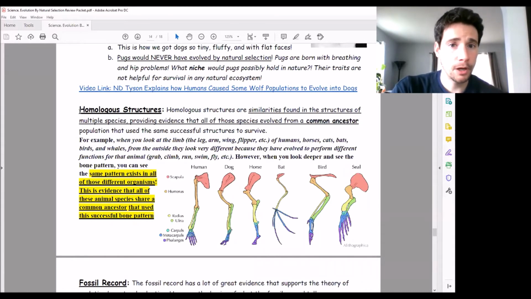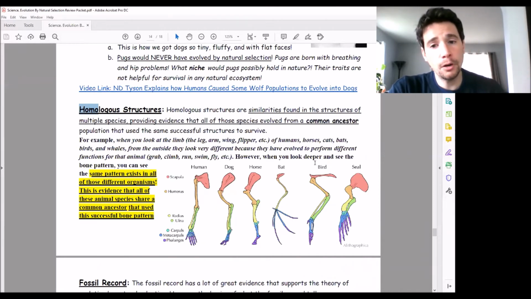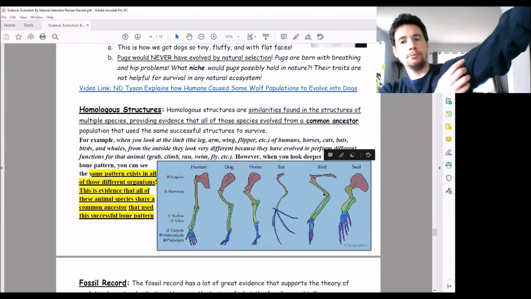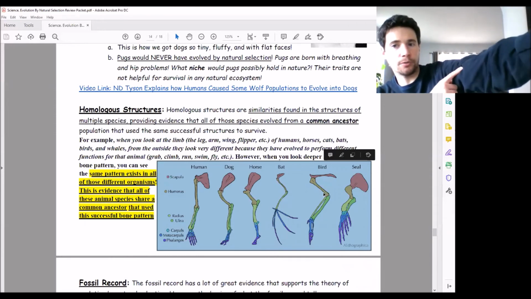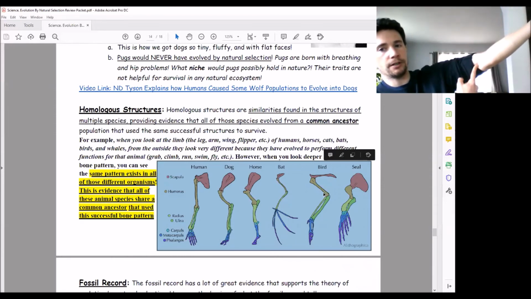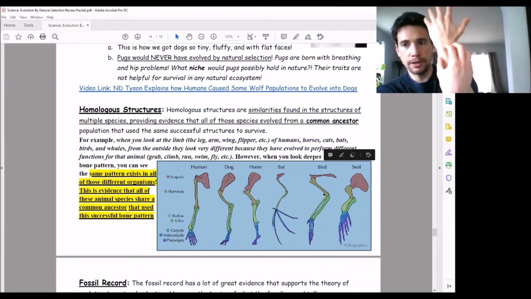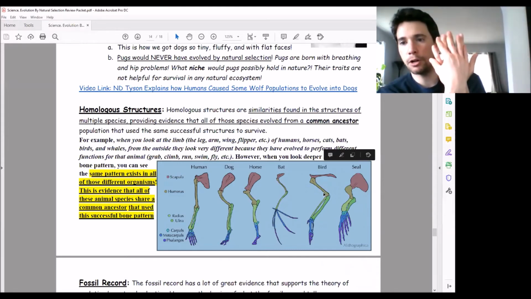The next bit, homologous structures. Whenever you see this prefix homo, it means same, all right? Homologous means from the same origin. So when you look at your arm bones, we've got one bone, that's your upper arm bone. We call it the humerus. The humerus is up in here. And then we have two bones. This is the ulna and the radius. We have two bones, and then we have a bunch of bones in here in our wrist. And then we've got some long bones here and some long bones here.